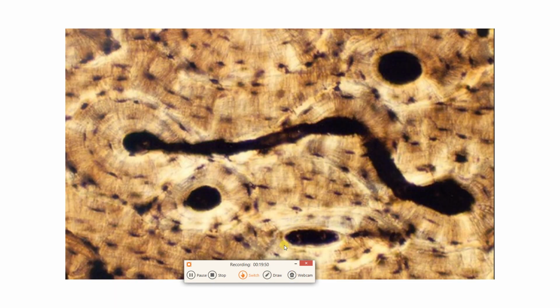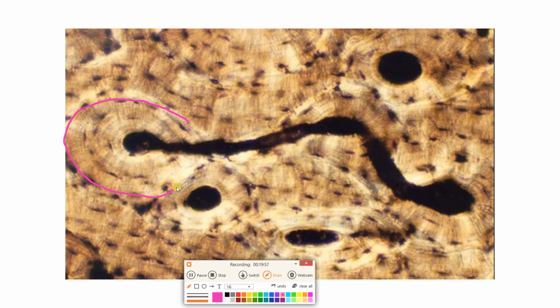Here, I got a nicely sliced piece of bone. I can see an osteon over here, an osteon over here. This is a central canal, and now in between them, I see a perforating canal running in between them, allowing blood vessels to travel, to branch between central canals.